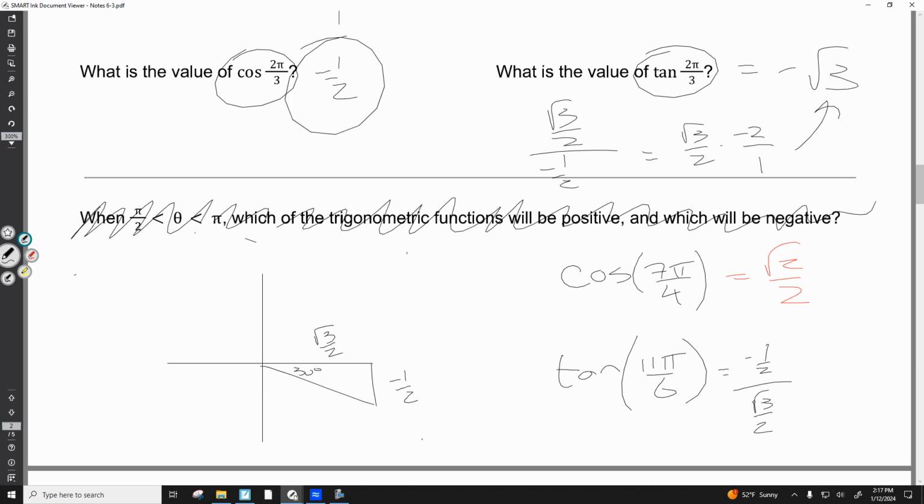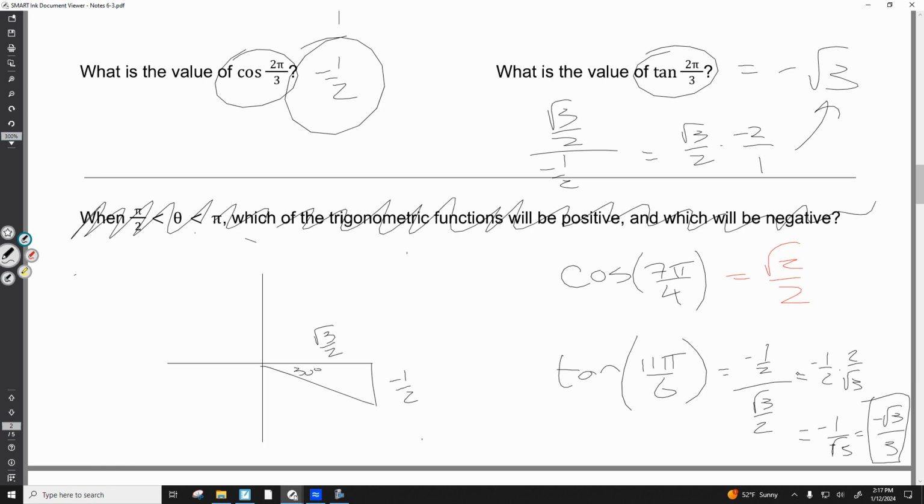Keep, change, flip. Stop. Dividing by a fraction is the same as multiplying by a reciprocal. Negative a half times 2 over root 3 is negative 1 over root 3, which is negative root 3 over 3.